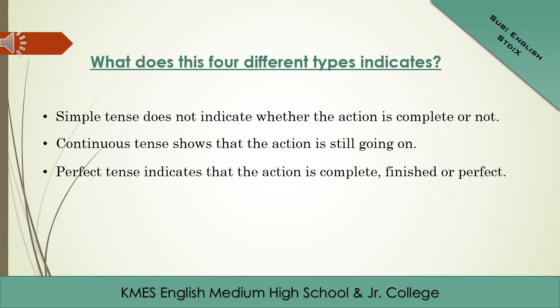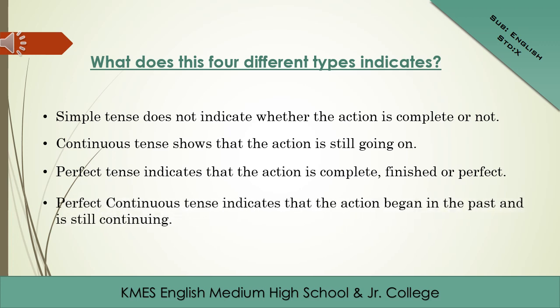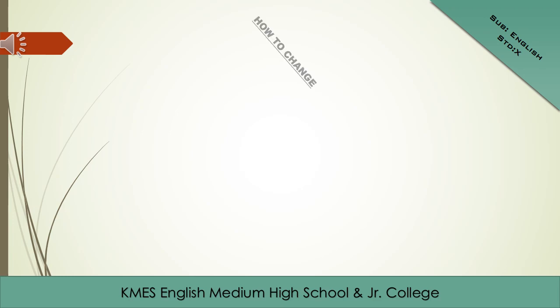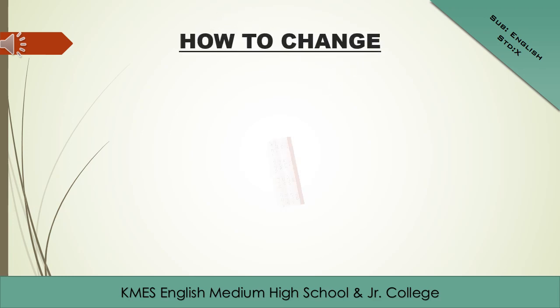Next is perfect continuous tense. Perfect continuous tense indicates that the action began in the past and is still continuing. So this is what these 4 different types indicate. Now let us see how to change from one tense to another.